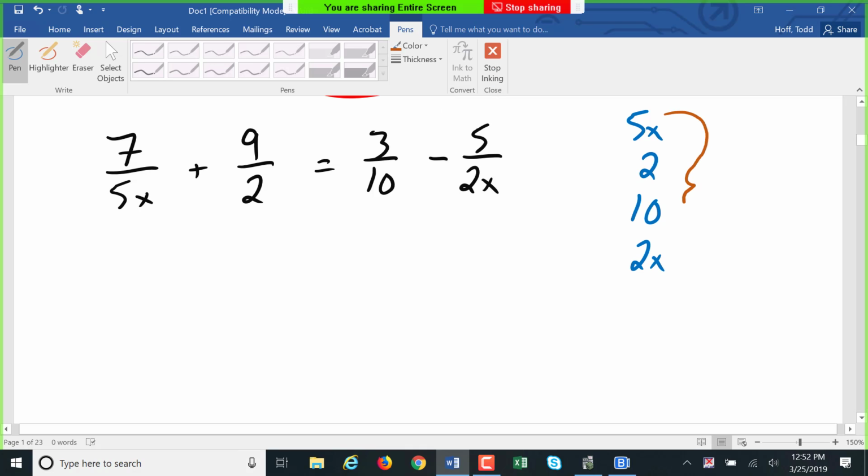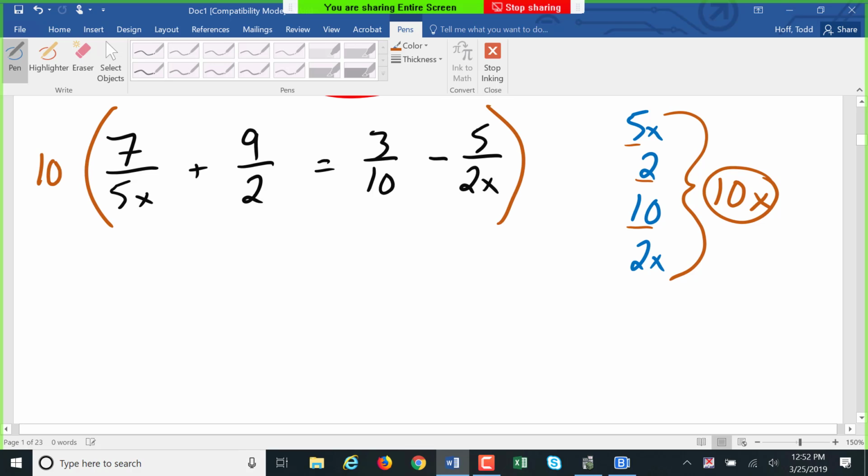When we are looking for our common denominator or common multiple, we can treat the numbers and the variables separately. So for numbers, I've just got 5, 2, and 10. What's the least common denominator or least common multiple for 5, 2, and 10? 10. Very good. For the variables, remember, we take the largest power. That's just going to be x to the 1, or just x. So our least common denominator, or least common multiple here, is 10x. So we'll multiply this whole equation by 10x.